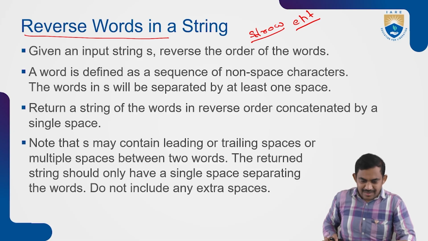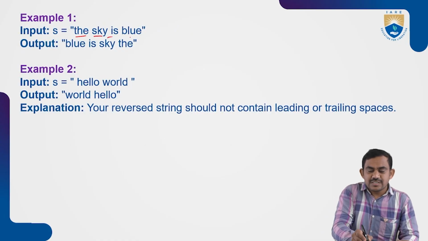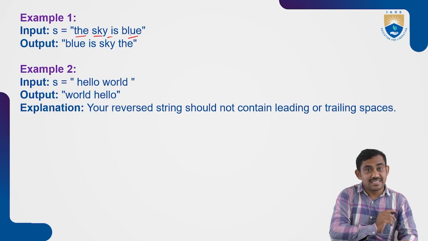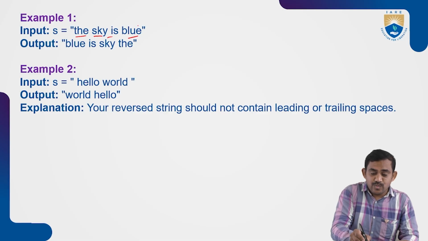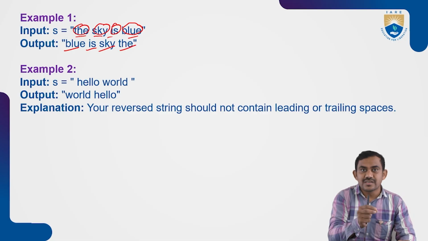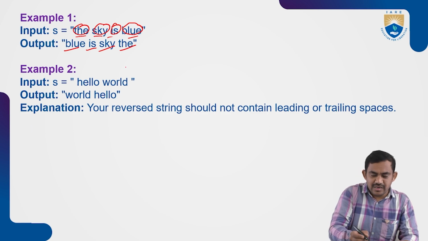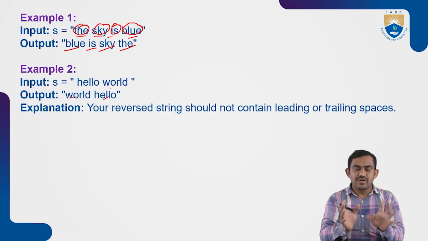So we have the examples also. Let's check it now. The sky is blue. This is your given string. The output is: blue is first, is is second, sky is the next, and the is the last. See this, it is not a character reverse. It is a word reverse. Simple logic, the words need to be reversed. Then the same with hello world: the words are reversed.